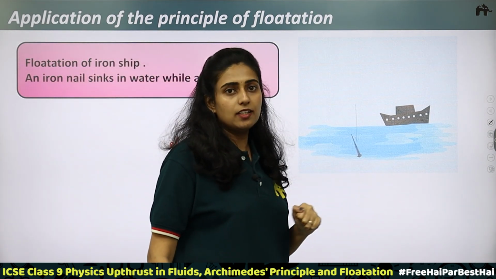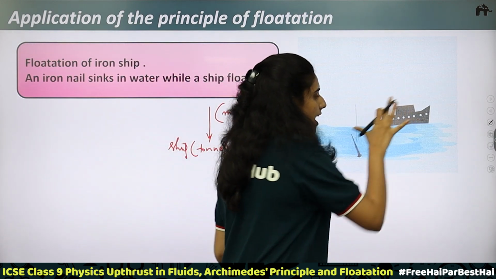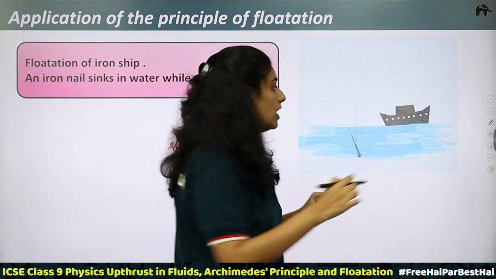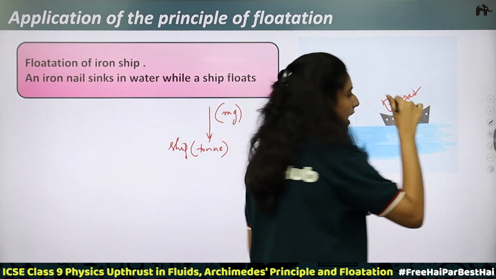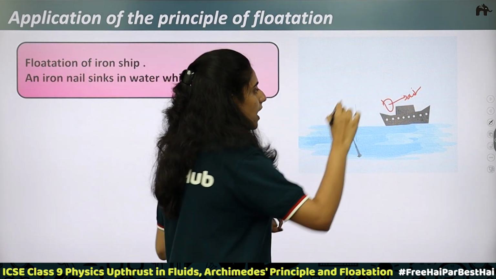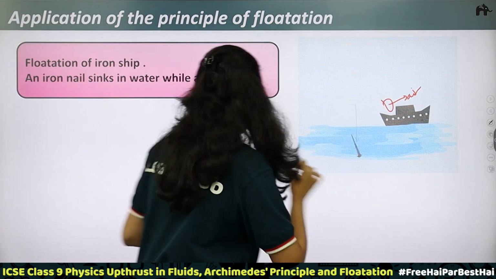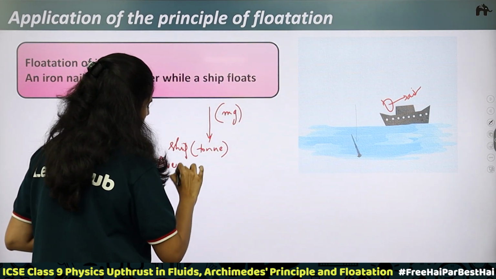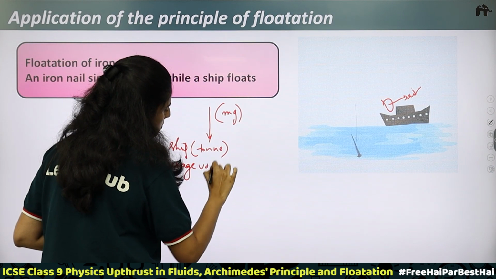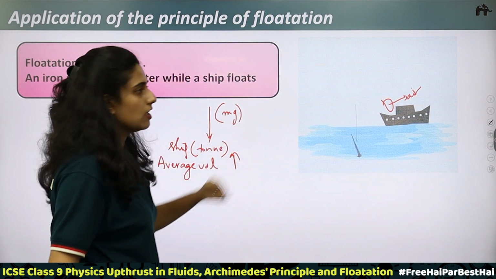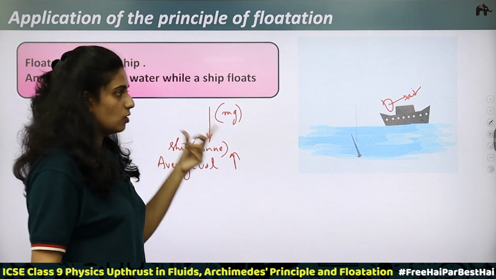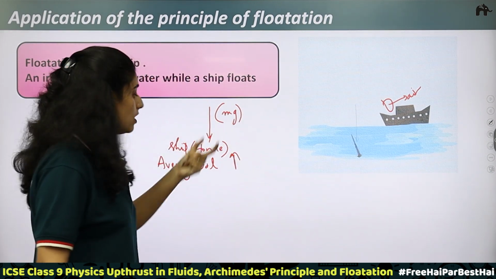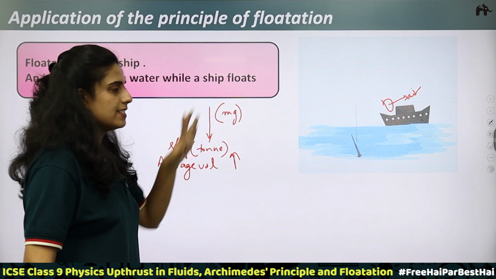So why is it happening? This is because inside the iron ship there are empty spaces. So here you can see the presence of air. Okay, air will be inside. So when air is inside, what happens? The average volume increases. Okay, because of air there is a volume. Therefore the average volume increases. Now it is not just the volume of iron, but also the volume of air is included.